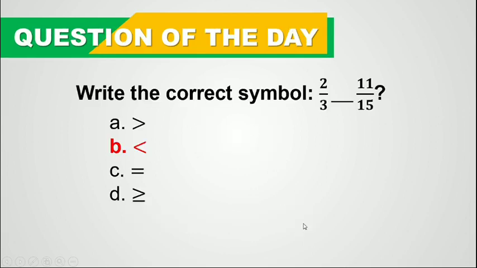So that's basically how you solve this question of the day. Therefore, the correct answer is letter B, lesser than. So 2/3 is lesser than 11 over 15. Just simply do the cross multiplication technique. Now let's try more examples for you to practice this kind of technique.